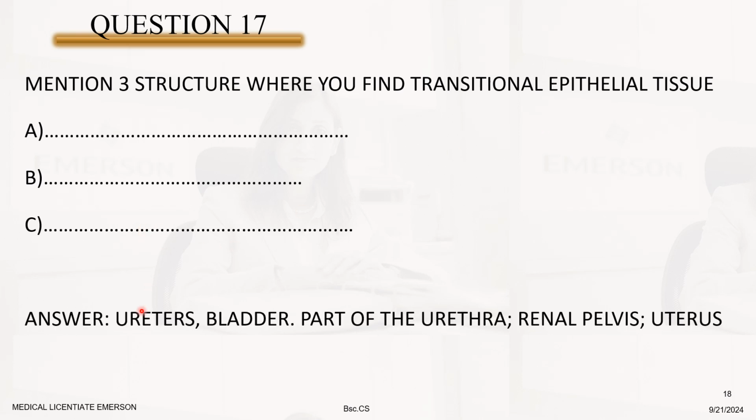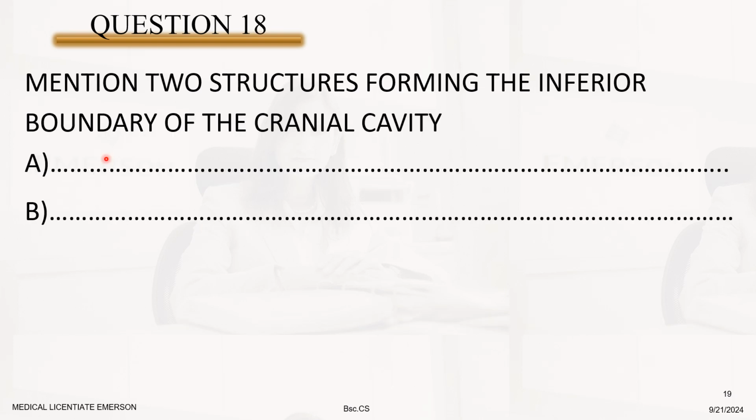Answer: you have the ureters, the bladder, part of the urethra, the renal pelvis, as well as the uterus. Okay. Then mention 2 structures forming the inferior boundary of the cranial cavity.